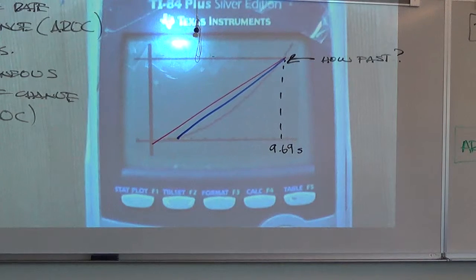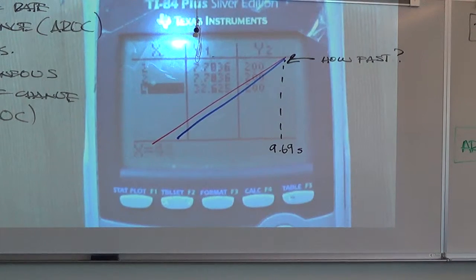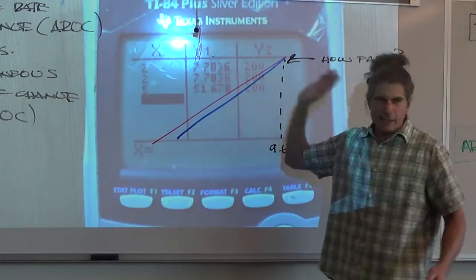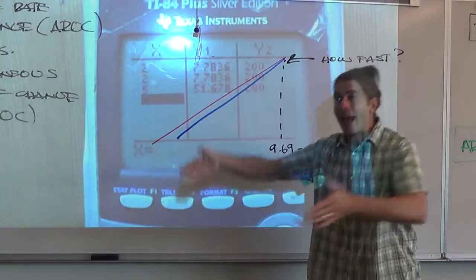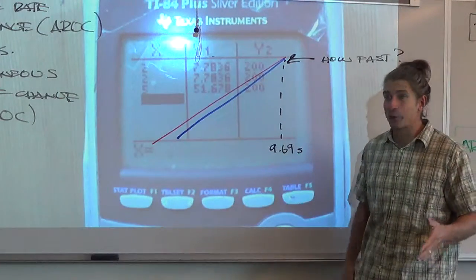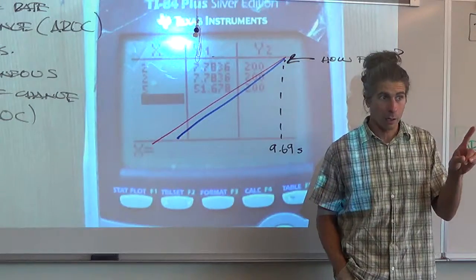So, to get that question answered again, from the table, if you type in 5, it'll tell me where I was at 5 seconds. I was at 51.7 feet. Subtract that from 200, and that's how much distance I covered in those 4.69 seconds. Is that fair? You guys buy that?